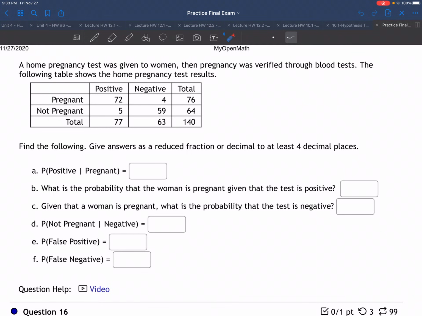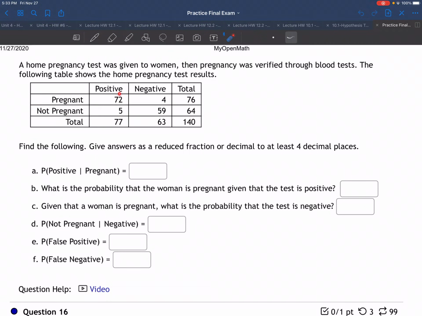So let's make sure we understand first off what this is saying. These are all positive test results. These are all negative test results here. These across the top are women that are actually pregnant. And then right here are women that are not pregnant.